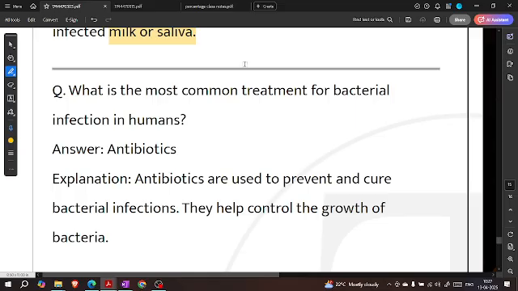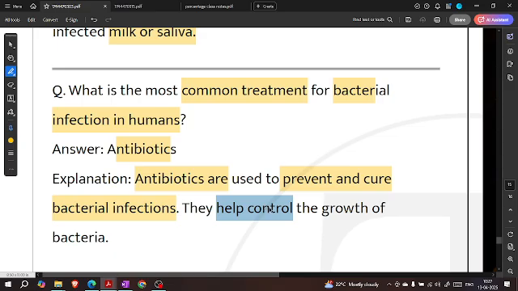What is the most common treatment for bacterial infection in humans? Antibiotics. Antibiotics are used to prevent and cure bacterial infection. They help to control the growth of bacteria.